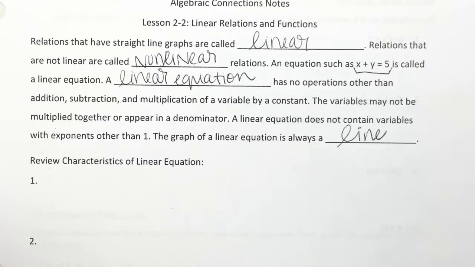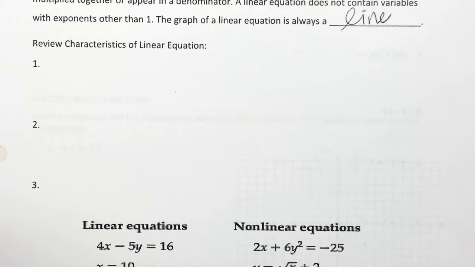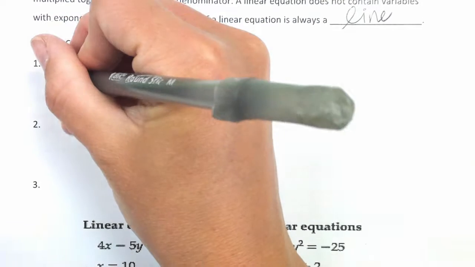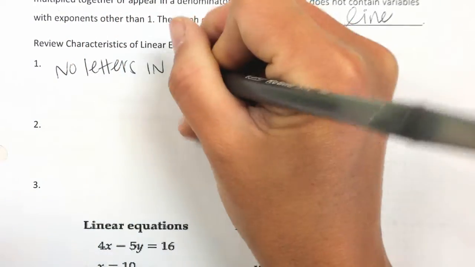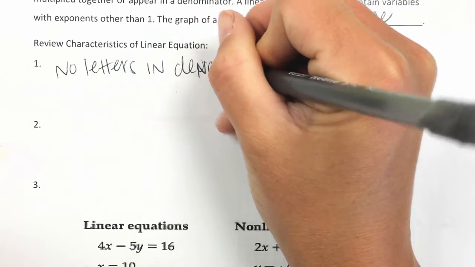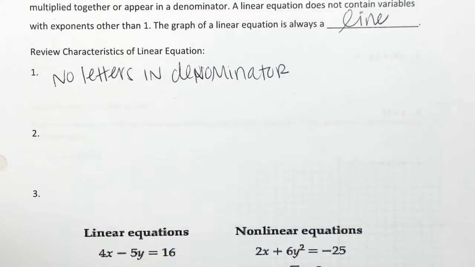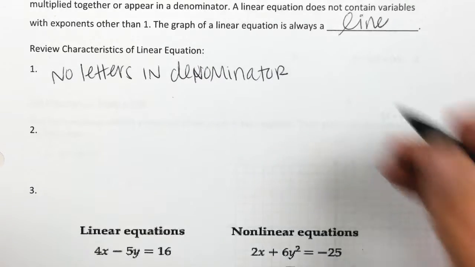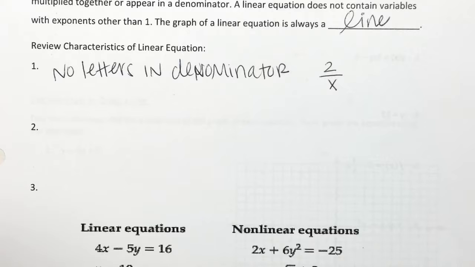So, I know that's a lot and it really doesn't make sense probably to you right now. So, I'm going to break it up into 3 characteristics of linear equations. The first one, you cannot divide by letters. So, no letters in denominator. If you see a letter in the denominator, like this, where there's a letter on bottom, that means it's not linear.